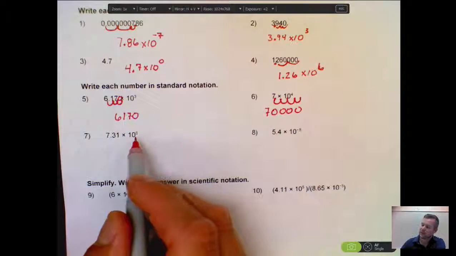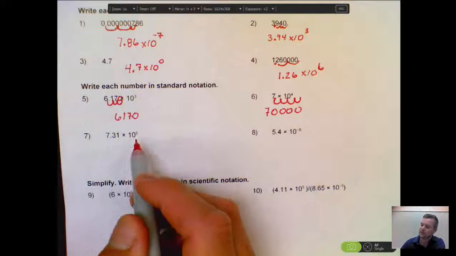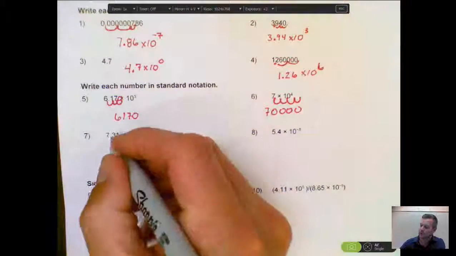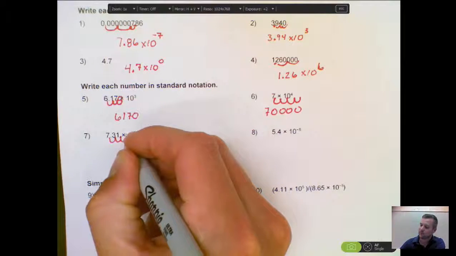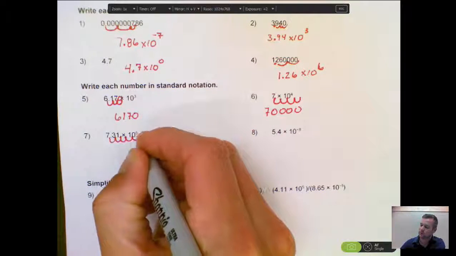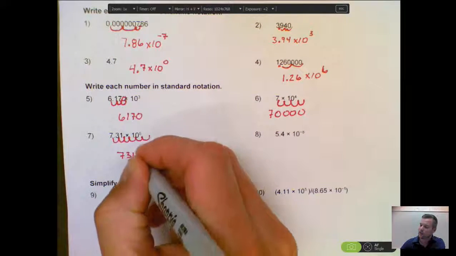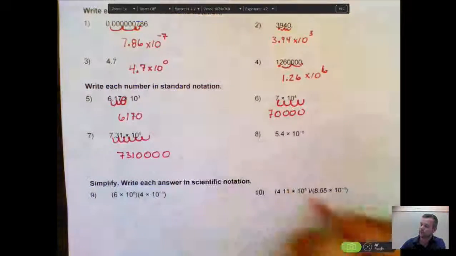Number 7, again, it's a positive number, so this is a big multiplier. My number needs to go to the right. It needs to go to the right 6 spots because that's the exponent. So 4 more loops, which means 4 zeros, 7, 3, 1, 1 0, 2 zeros, 3 zeros, 4 zeros.